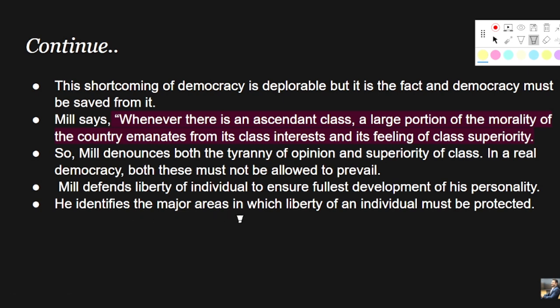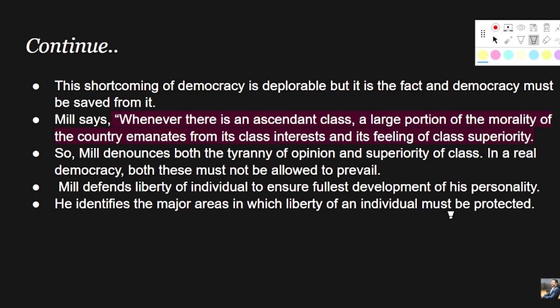So he identifies the major areas in which the liberty of an individual must be protected. Let's see what are the major areas about which Mill is talking. The first area which Mill says must be protected at all costs is freedom of thought and expression.